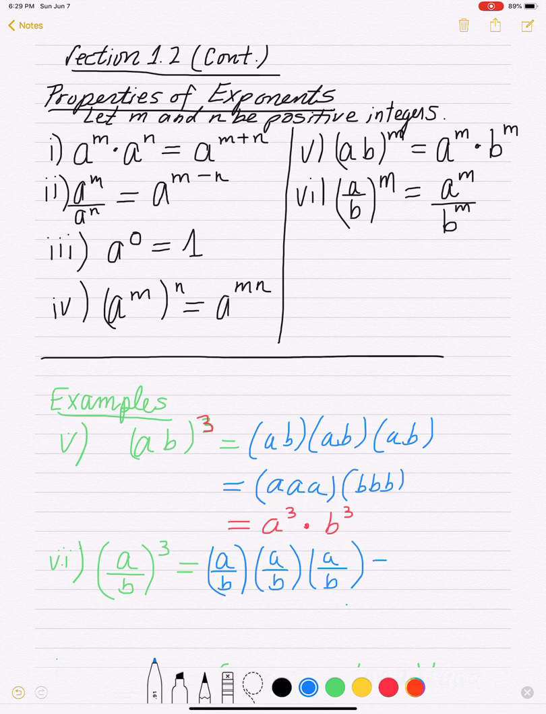Now, how do you multiply fractions? The tops go together, the bottoms go together. So on top you're going to have a times a times a. And on bottom you're going to have b times b times b. In other words, triple a, a to the third. In other words, on the bottom, triple b, b to the third. So notice that this exponent here, 3, distributed to the top and the bottom. So that's what 6 is all about. Now what do you want to do? 7?